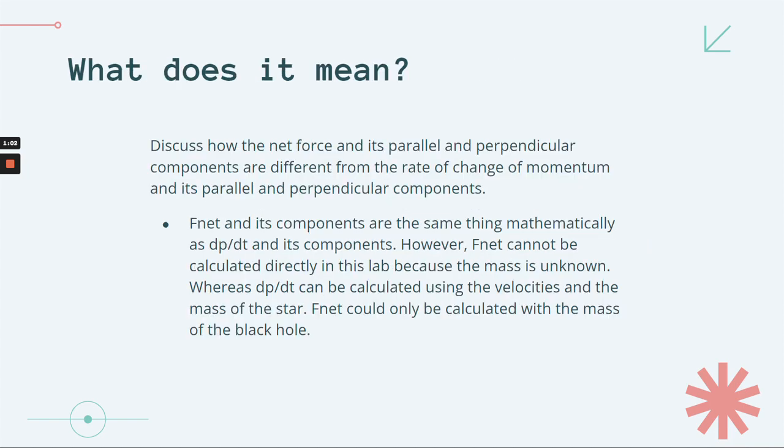So for the what-does-it-mean question, we're asked to discuss how the net force and its parallel and perpendicular components are different from the rate of change of momentum. So I said that F net and its components are the same thing mathematically as dp/dt and its components. However, in this case, F net can't be calculated directly because we don't have the mass of the black hole, whereas dp/dt can be calculated using the velocities and the mass of the star.